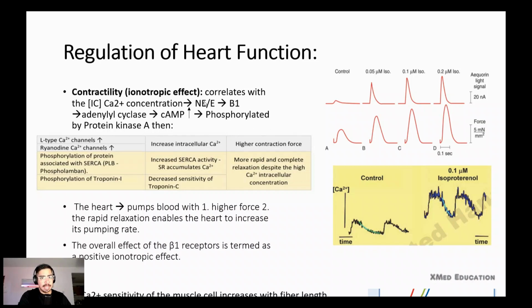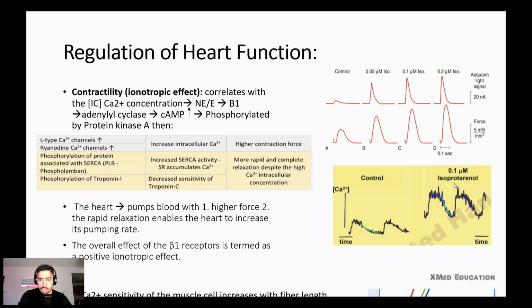And how they actually work, they work in two different ways. One of them is the higher force, as you see here, I'm gonna explain them, and the second is that rapid relaxation happens. Here is a slow relaxation, here is the rapid relaxation, and all this function will be called positive inotropic contraction. So let's talk about this graph.